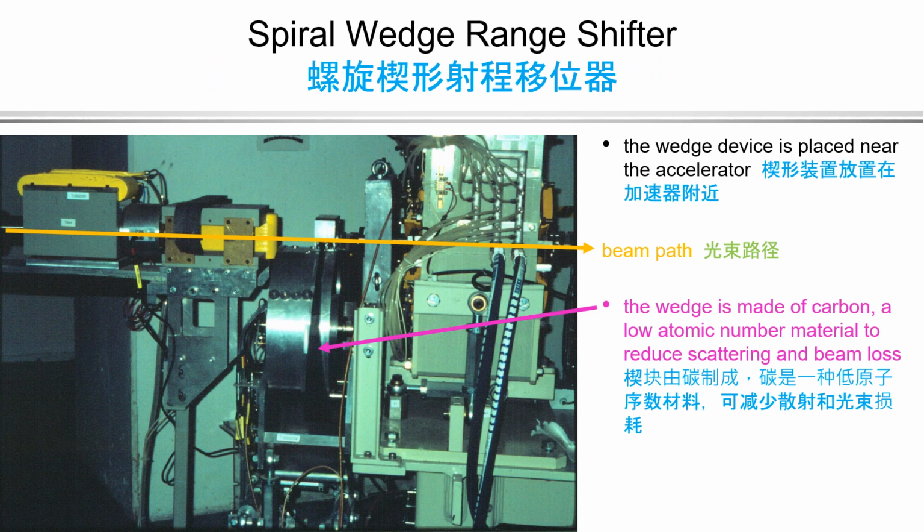This picture shows a different spiral wedge range shifter. In this case, the wedge is placed near the accelerator and made of carbon, a low atomic number material, to reduce scattering and beam loss. The orange-colored line shows the path of the beam, and the magenta arrow points to the spiral carbon wedge.